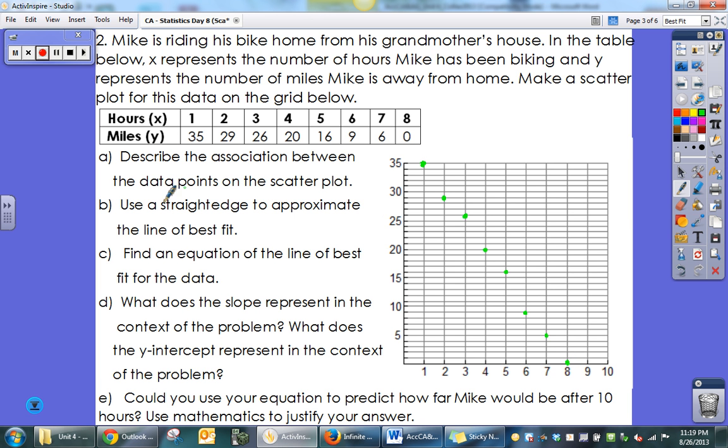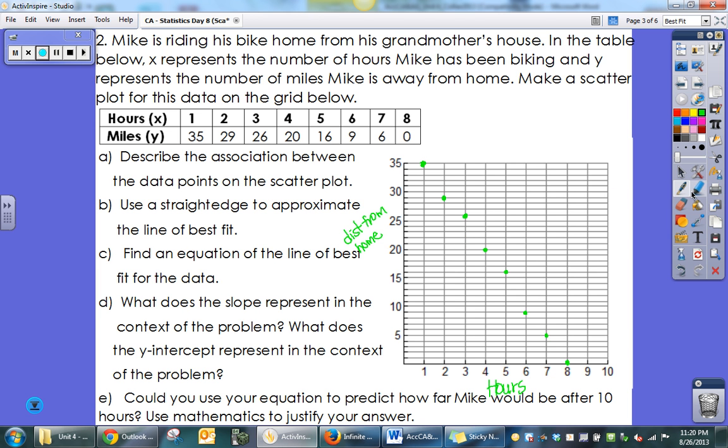Alright, describe the association between the data points on the scatter plot. So we've got, again, the hours that he has been riding his bike, and then this is his distance from home. Now remember, this is distance from home, so notice as he gets closer to home, his y values are getting smaller. So the association between the data points on the scatter plot, you can look and see how far he went in 1 hour. He went from 35 down to 29.